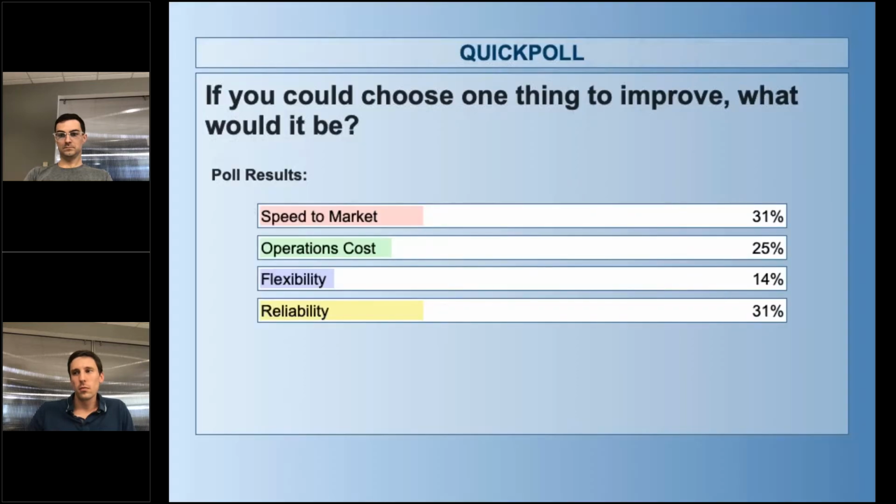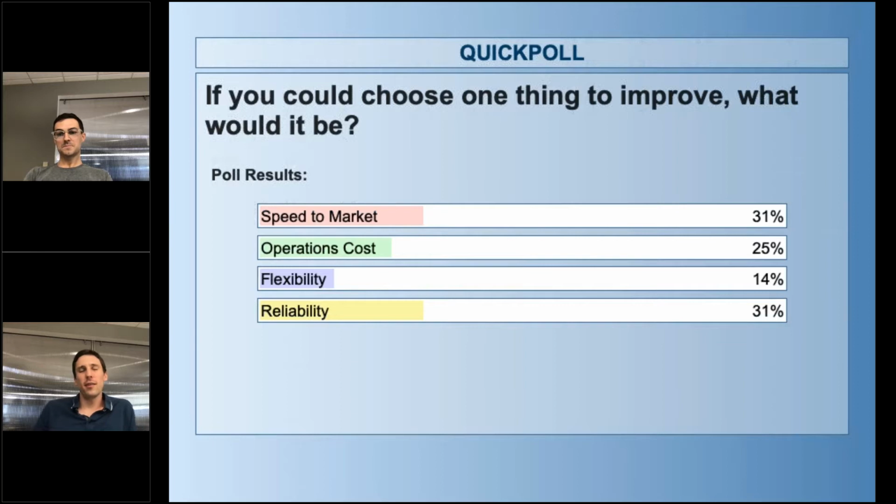All right, here are the results. If you could choose one thing to improve, what would it be? Looks like we have a tie for first place, speed to market and reliability, which makes a whole lot of sense. I would have expected those two as well, maybe with speed to market edging out the other.